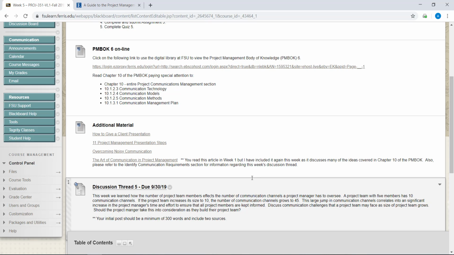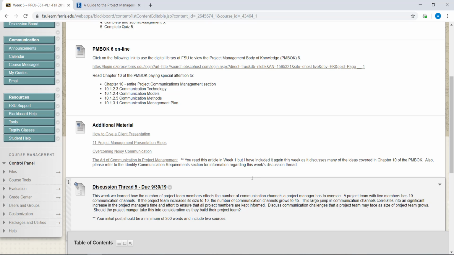I have also included a few articles regarding giving client presentations. Presentations are a significant tool that project managers can use to communicate project information. One of the articles makes the following statement. You have to address a massive amount of information in a short period of time in a high-pressured situation. Therefore, it's important to know how to best deliver the information. The articles provide tips and techniques to help you improve your presentation content and delivery.